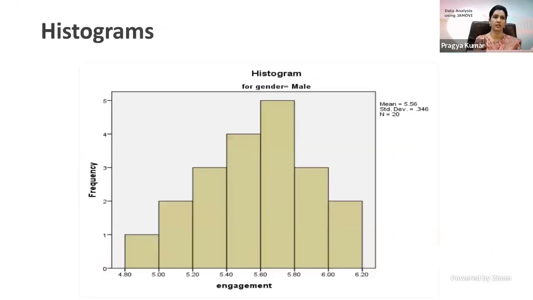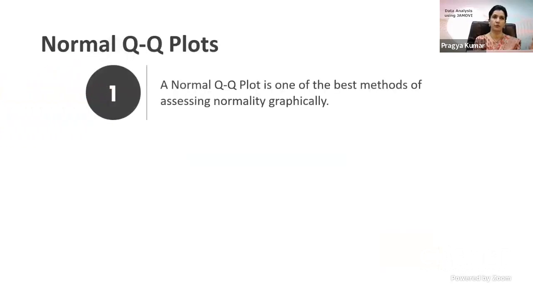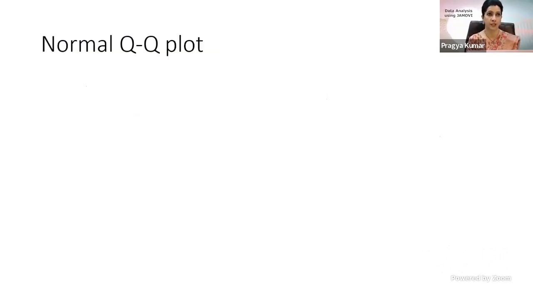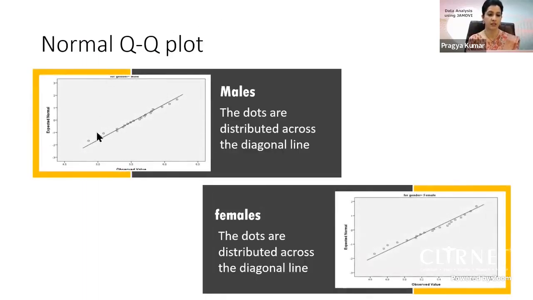Then again, the subjective way: the histogram. You can see it is more like a bell shape. And the QQ plot is one of the best methods for assessment of normality graphically. But again, as I said, you need to have a little bit of experience to visualize this QQ plot. If the data is normally distributed, the circular dots will be along the diagonal line. That means it is normally distributed data. So a normal QQ plot will appear like this. You can see that all the points are along this diagonal line.